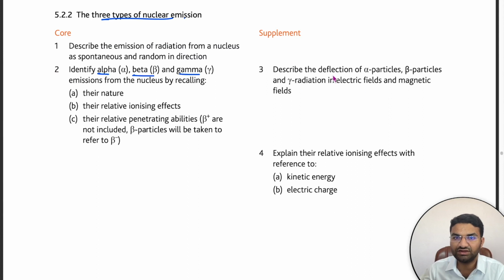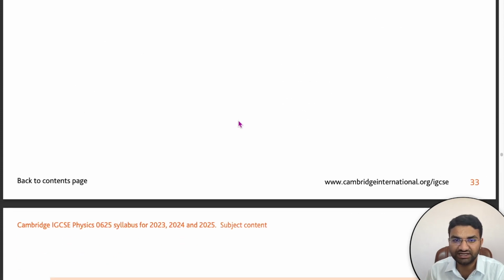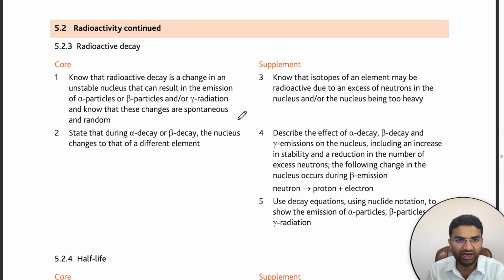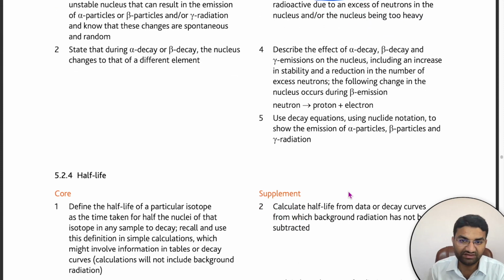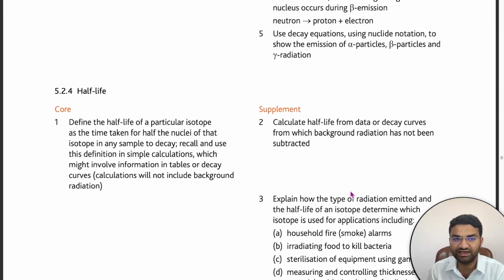For an extended student, you have to learn a little bit more about alpha particle, beta, and gamma radiations, and their kinetic energy and electric energy, you have to understand. Then radioactive decay, what radioactive decay is and concepts relating to it. For an extended student, you have to discuss isotopes, alpha, beta, gamma radiations, and neutron equals proton plus electron, these concepts are there.